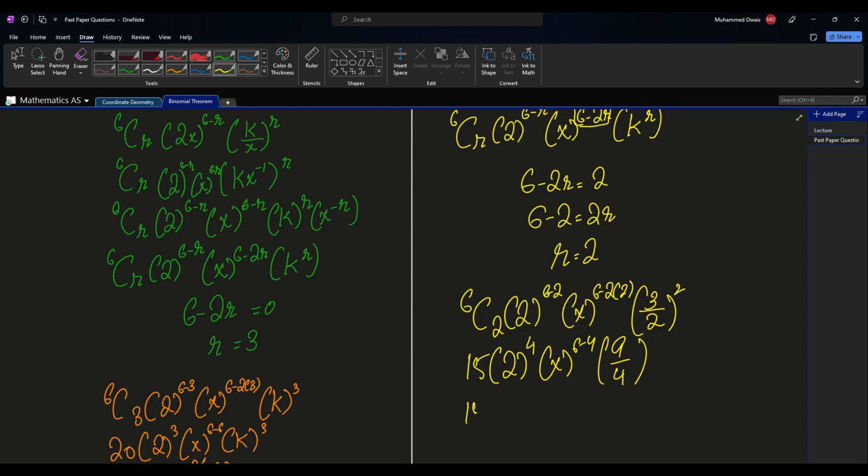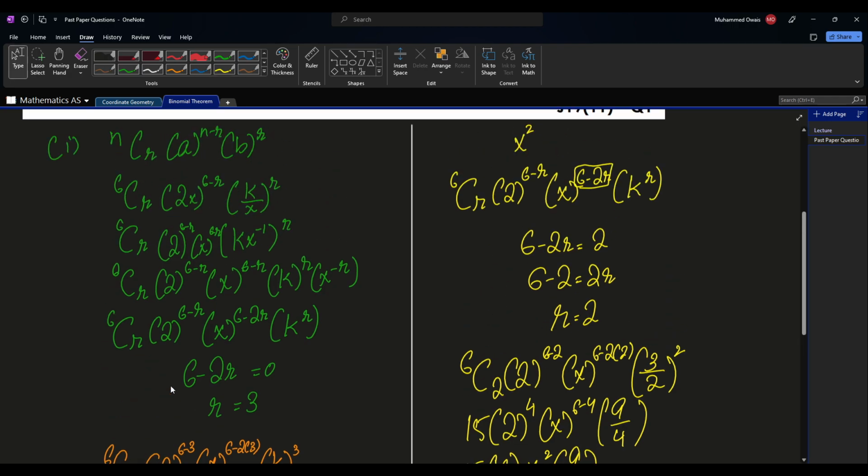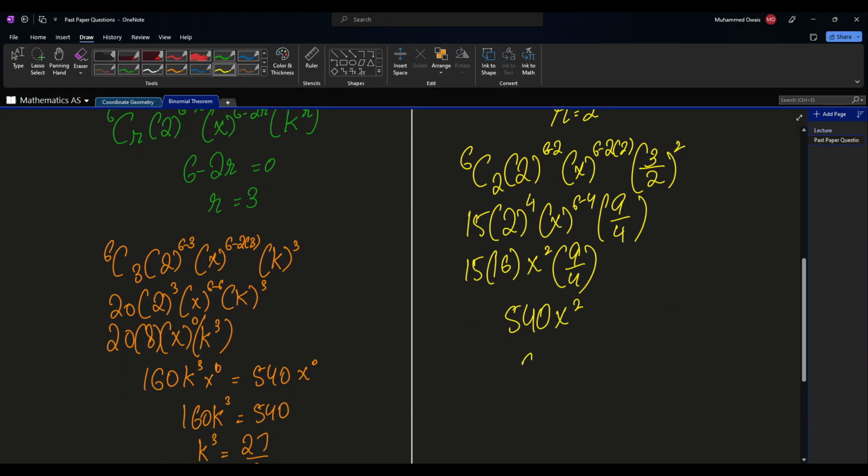Now this 2 power 4 is basically, oh sorry, not 120, what am I saying? The 2 power 4 is 16. Alright, 2 power 4 is 16. So 6 squared into 9 over 4. Now we just need to equate this. 15 into 16 into 9 over 4 is 540 x squared. And this is what they asked. They wanted us to find the coefficient of x squared. So this is what we need. The coefficient of x squared is 540. This is your answer.